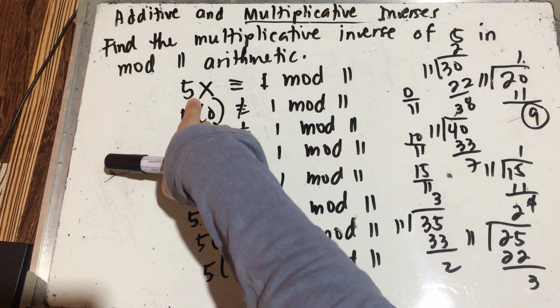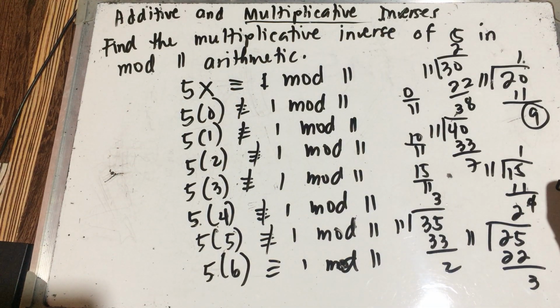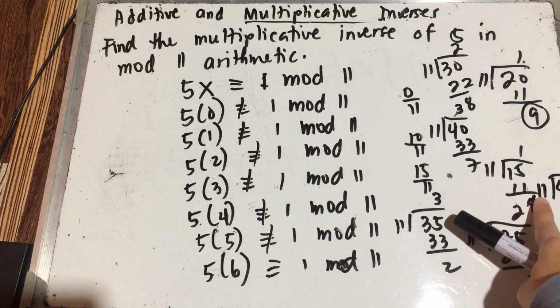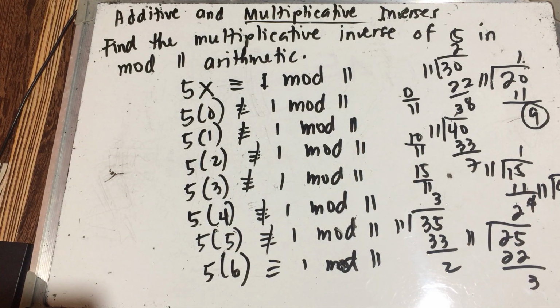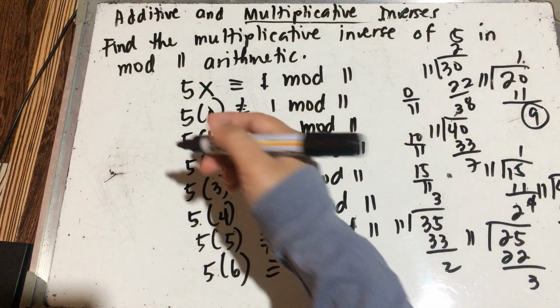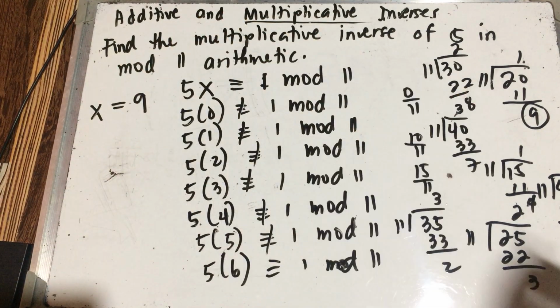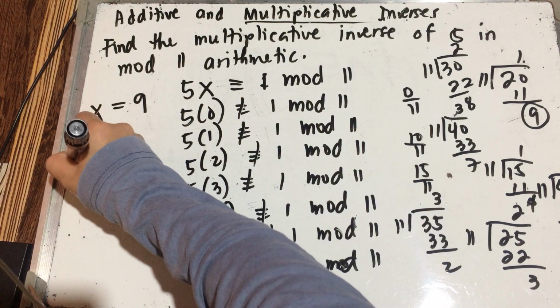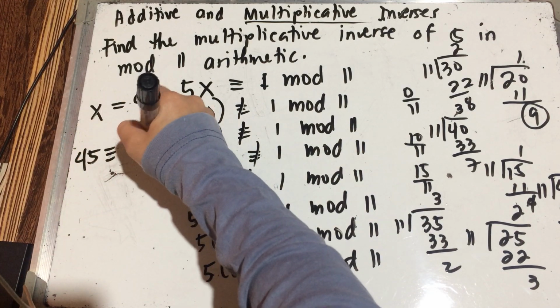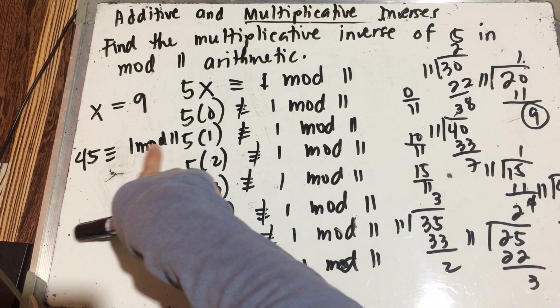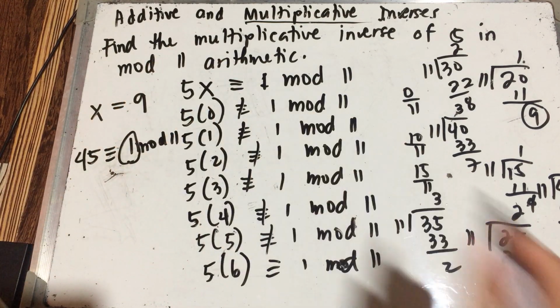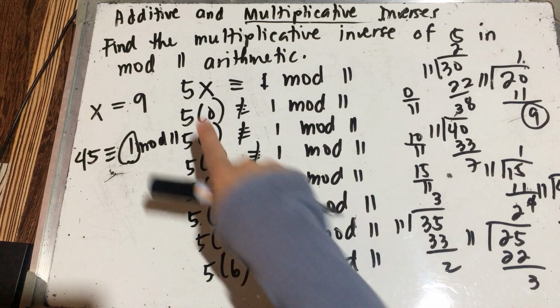Kapag naman 9, so, ito ay magiging 45. Divide it by 11. So, 9 times 5 is 45. So, ang pwedeng i-multiply sa 11 ay 4. Ayan, 44. Nagkaroon na tayo dito ng remainder na 1. So, therefore, the value of x is equal to 9. So, magiging 45 congruent to 1 modulo 11. So, when you divide 45 by 11, the remainder is 1. So, the inverse of 5 is 9.